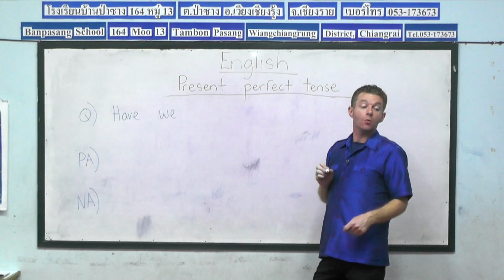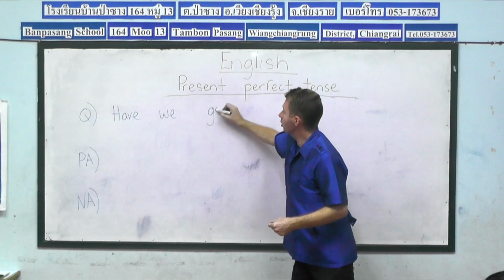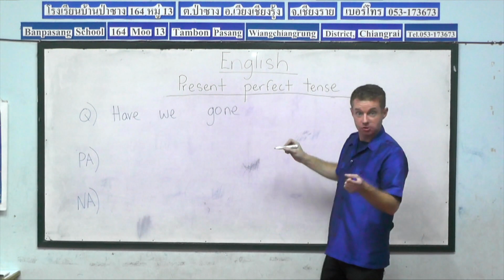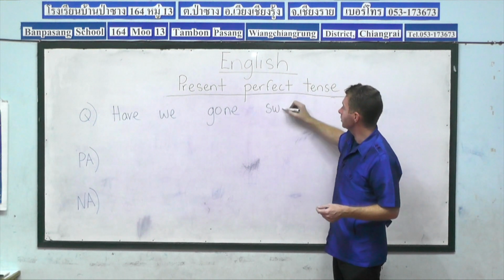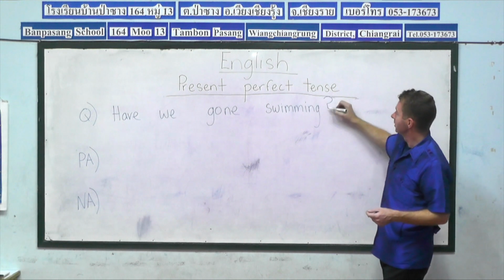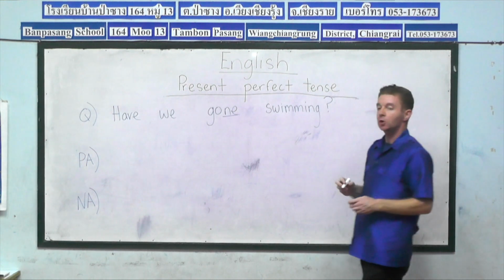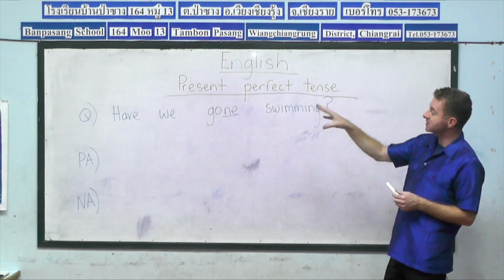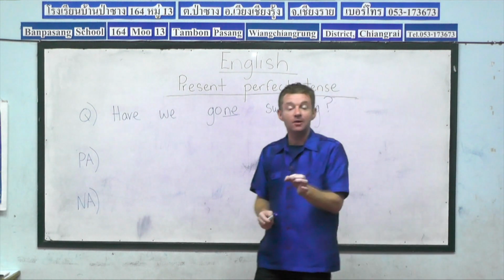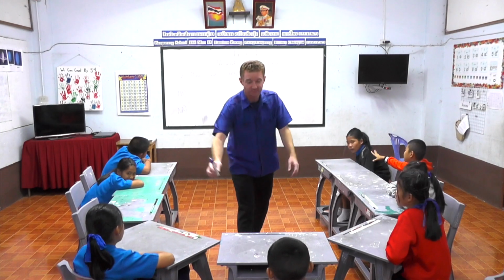Have we? So if we talk about swimming, have we? Not go, past tense of go. Gone. Swimming. S-W-I-M-M-I-N-G. Notice how we have to change the verb go to the past tense. Gone. So all together, guys, have we gone swimming? Now let's see who can come forward and give us our positive response to the question.